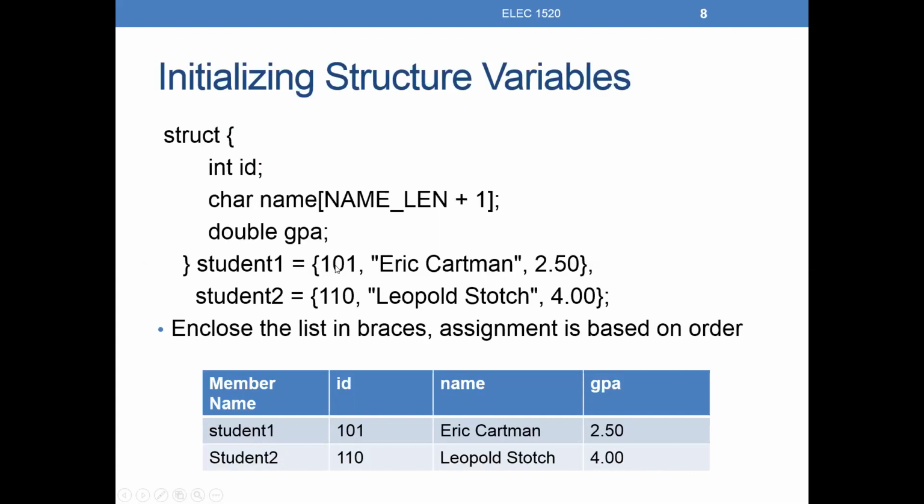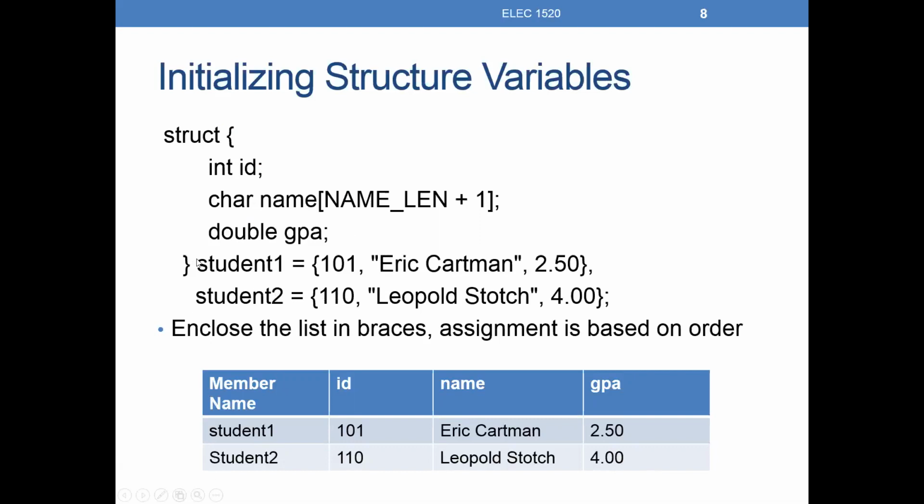Whatever we have first gets stored in the first data member. So 101 will get stored in ID for student 1. Eric Cartman will get initialized into name, and then 2.50 will get initialized into GPA. For student 2, if we initialize this, they'll get the ID number of 110. So order: first one goes into ID, second one goes into name, third one goes into GPA. So this is an ordered initialization, and that's what we'll see after that.